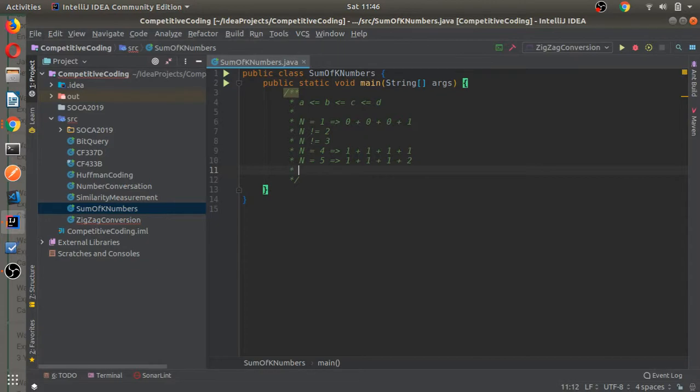But n is equal to 6 has two solutions, which is essentially 1 1 1 3, and another solution is 1 1 2 2. So it goes on like this, and honestly I couldn't really figure it out from here.